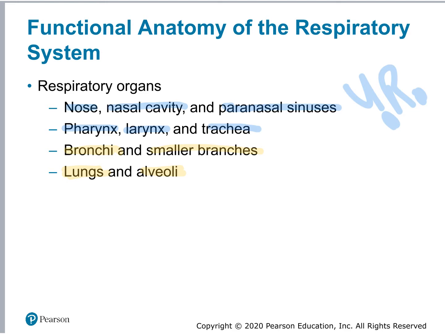So if you have an infection in the nose, anywhere between the nose and the trachea, they call that an upper respiratory infection. And then if you have any type of infection below that, that's a lower respiratory infection.